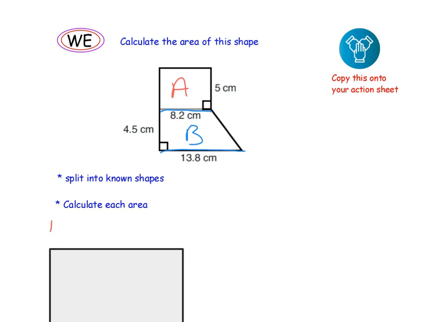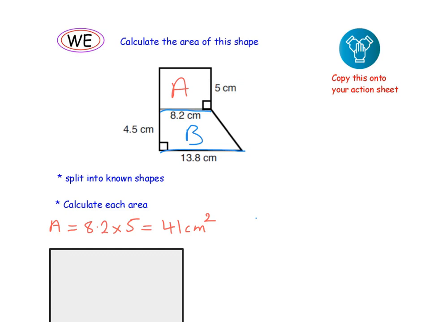Well, shape A is a rectangle. So that's 8.2 multiplied by 5. That is 8 5s are 40. 0.2 times 5 is 1. So 41 centimetres squared area.